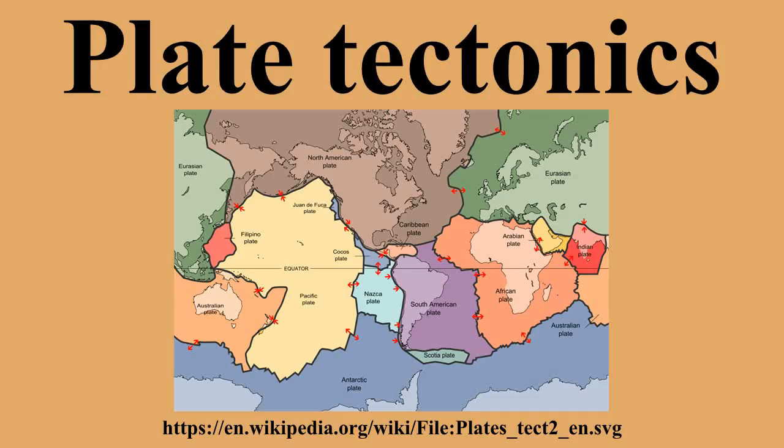Types of plate boundaries. Three types of plate boundaries exist, with a fourth mixed type, characterized by the way the plates move relative to each other. They are associated with different types of surface phenomena.